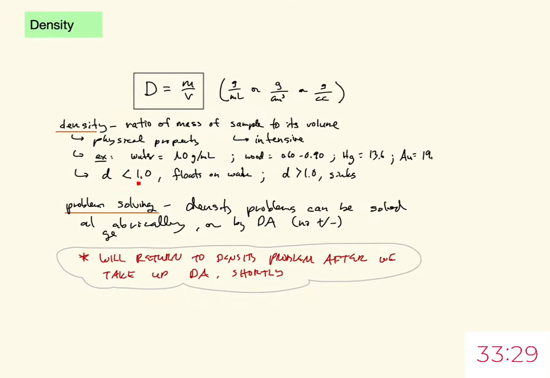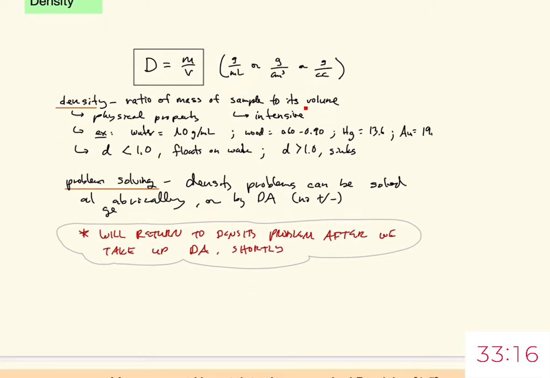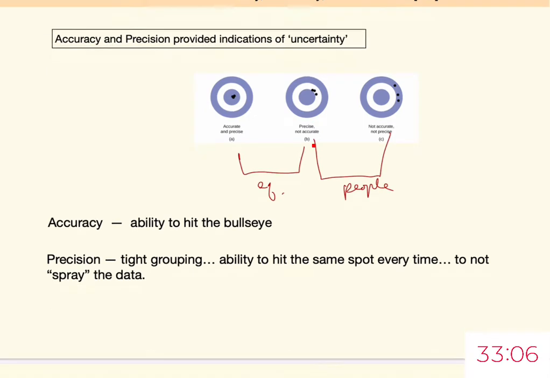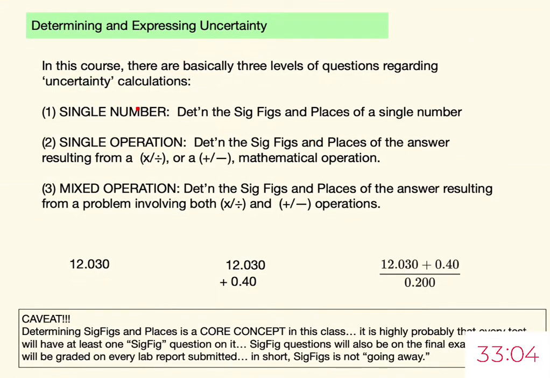Density, your first formula. It is a physical property. Density: mass divided by volume. Very easy. Plug and chug. You can use that formula. You can do it algebraically, or what I normally do is use the unit and use dimensional analysis. Now the difference between accuracy and precision. In short, accuracy is the ability to hit the bullseye. Precision is the ability to have a tight grouping. They tell you different things.